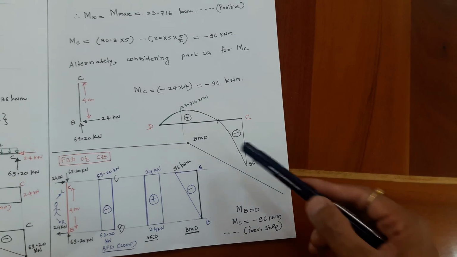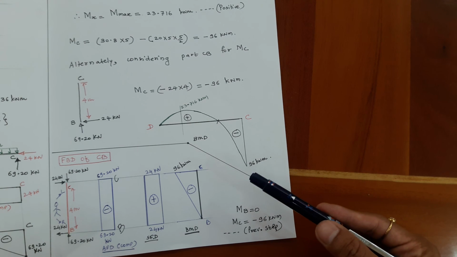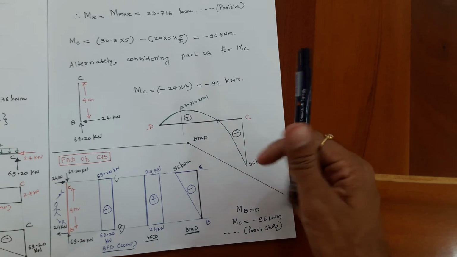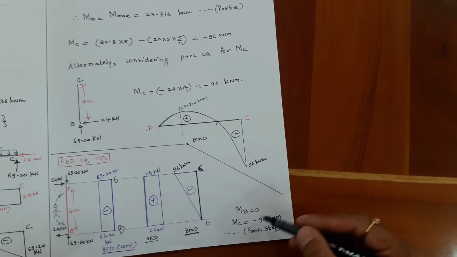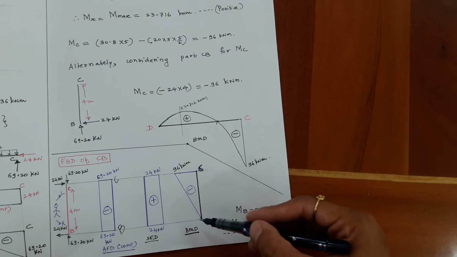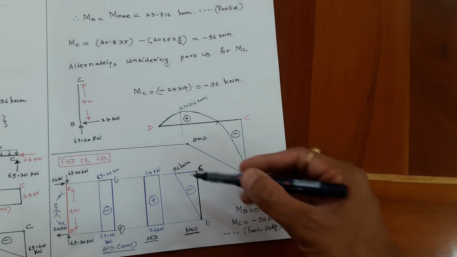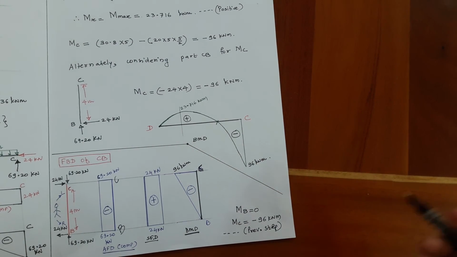So either way the answer will be the same, and there is no necessity to calculate bending moment at C, because you already know from the previous step that bending moment at C is minus 96 kilonewton meter, and since B is an extreme simply supported end, the bending moment at B is 0. You join it with an inclined straight line, negative, so that completes the problem. Thank you very much.